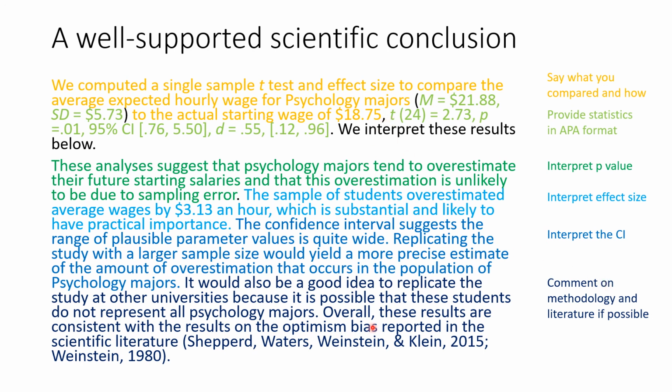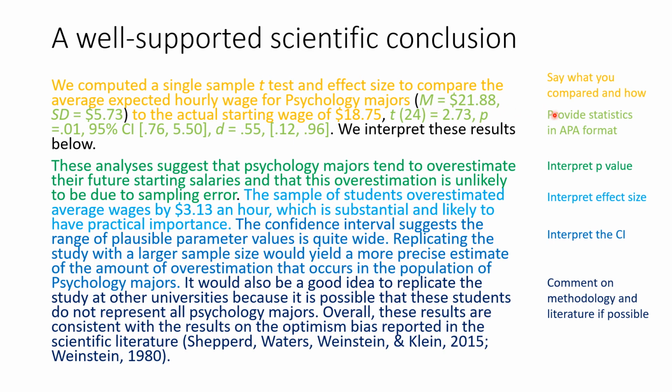So that is all done here, and I've tried to color code this to make it clear what you're doing. In the first sentence, I'm describing what was compared and how it was done. We computed a single sample t-test and effect size to compare the average expected hourly wage of psychology majors, and then I tell what it was, to the actual starting wage, and then I tell what it was. So again, I'm telling what I've compared.